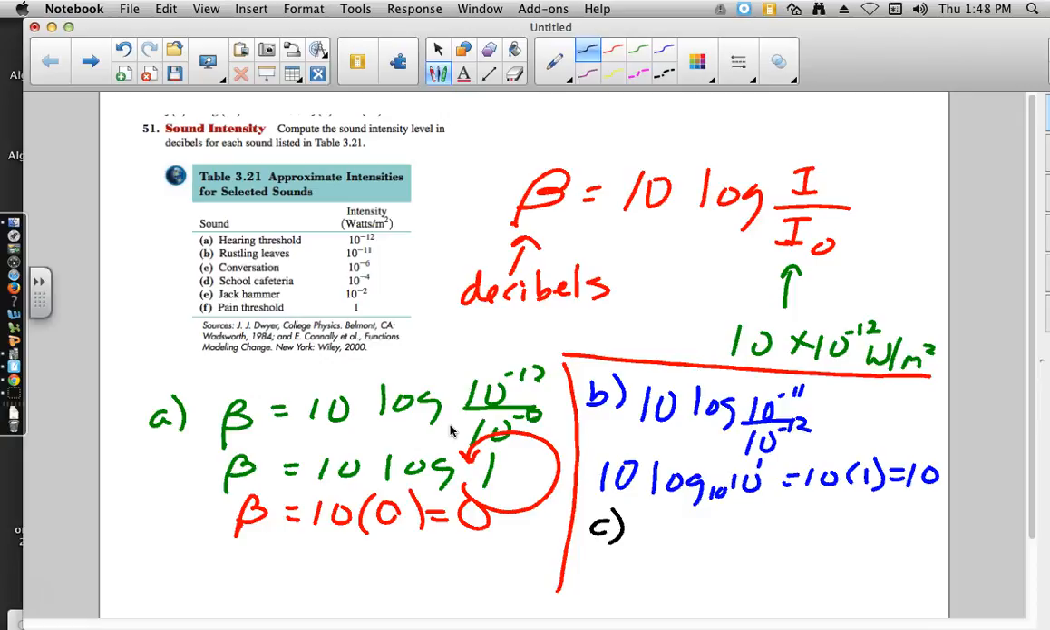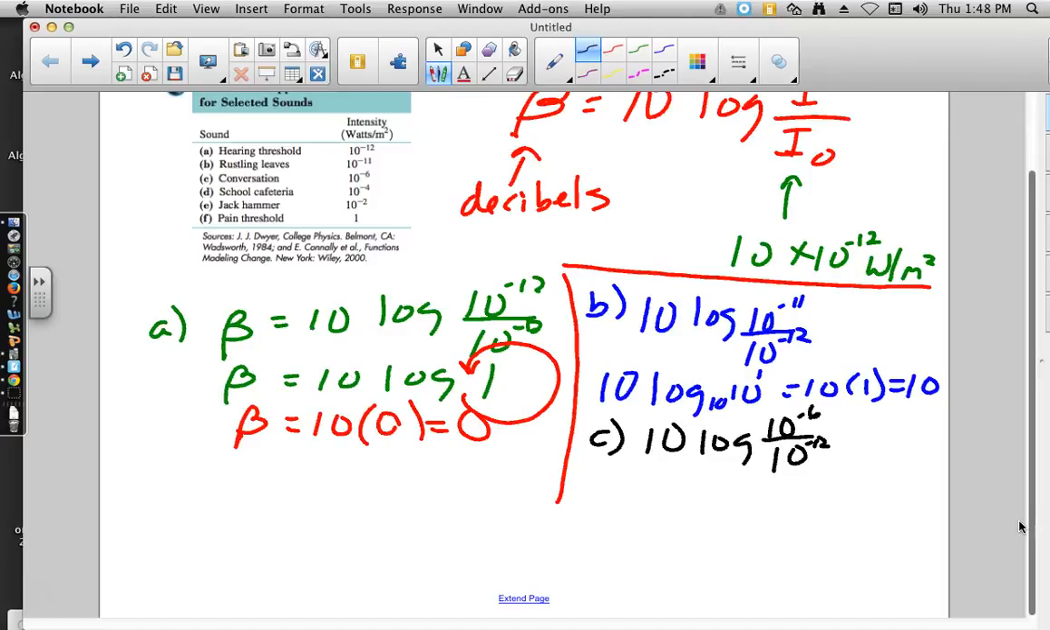For C, 10 times the logarithm of conversation, 10 to the negative 6 over 10 to the negative 12th. So again, we have division, which means subtraction. 10 times the logarithm of negative 6 minus a negative 12 will be 10 to the 6. We have inverses. This will be 10 times 6, which is 60. And all the labels on these will, of course, be decibels for everything that we have here.